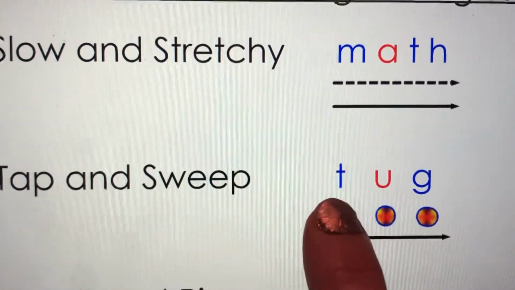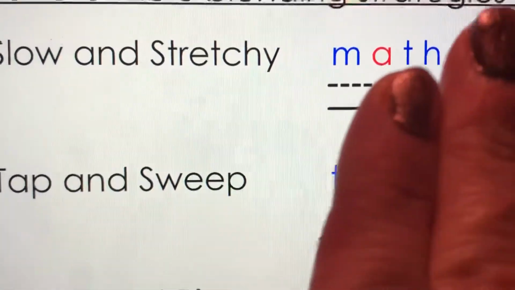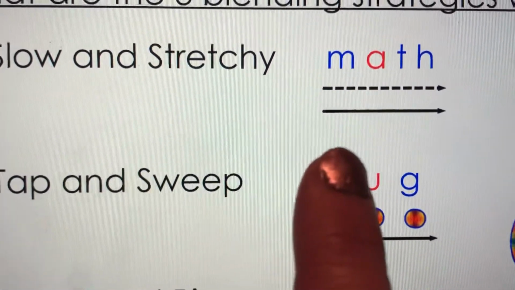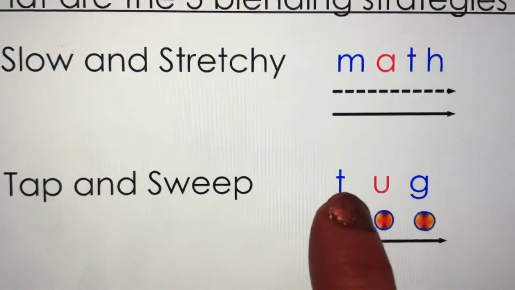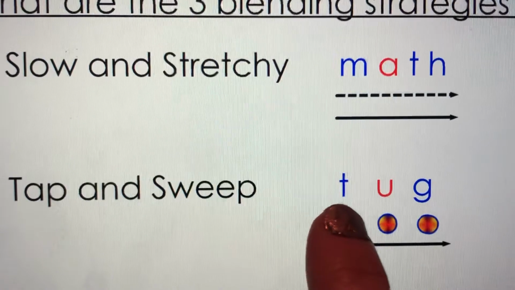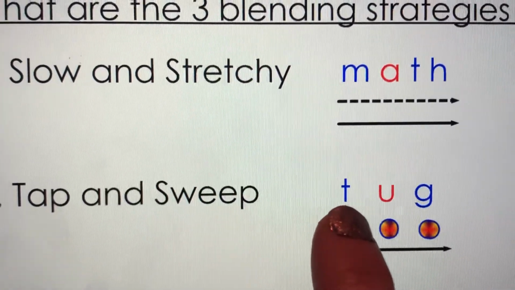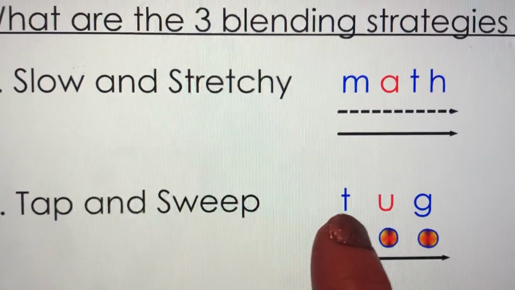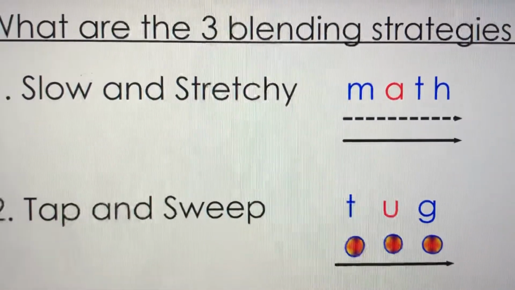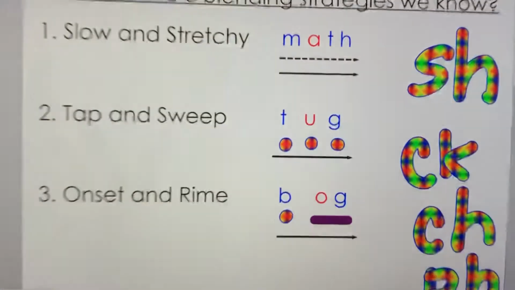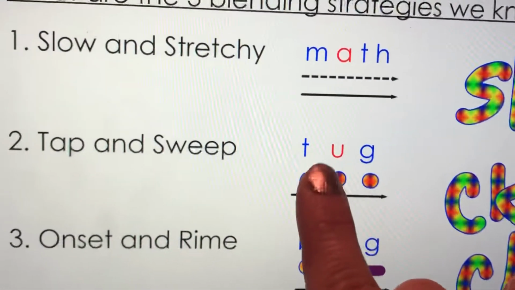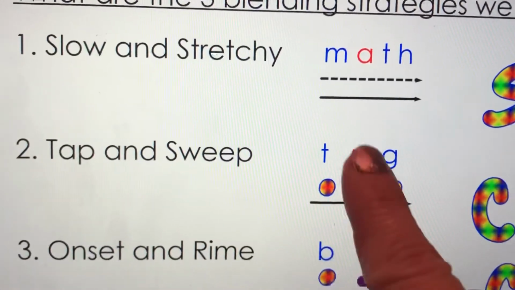T. T is an example of a stopper sound. We stop that sound short. T. Try it with me. T. You cannot stretch out the sound T. If you do, the sound will change. Okay, if the sound changes, it cannot be a stretchy. It is a stopper. Okay, so let's try the tap and sweep with our stopper word here.